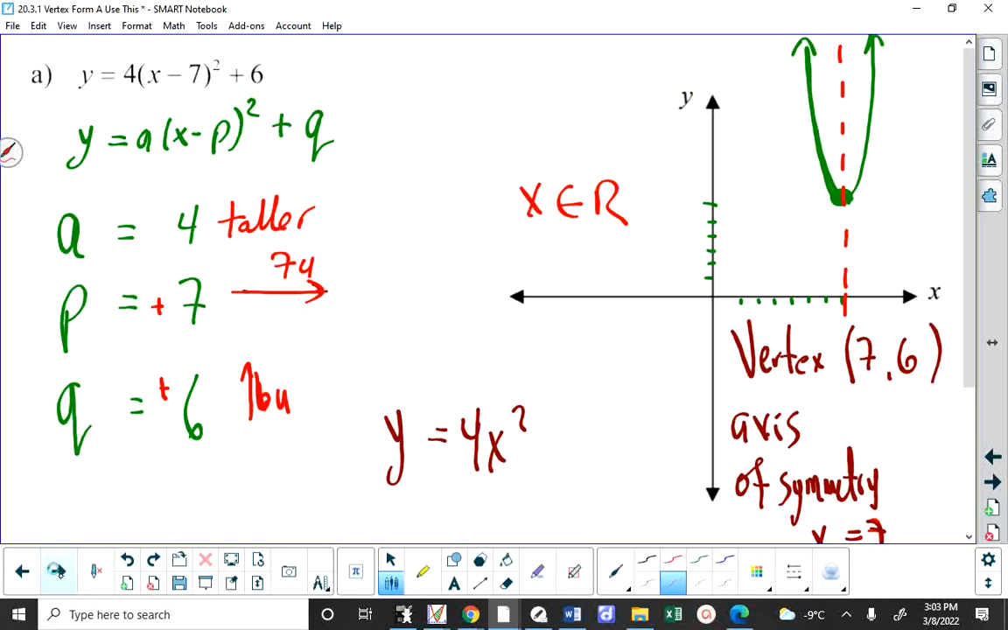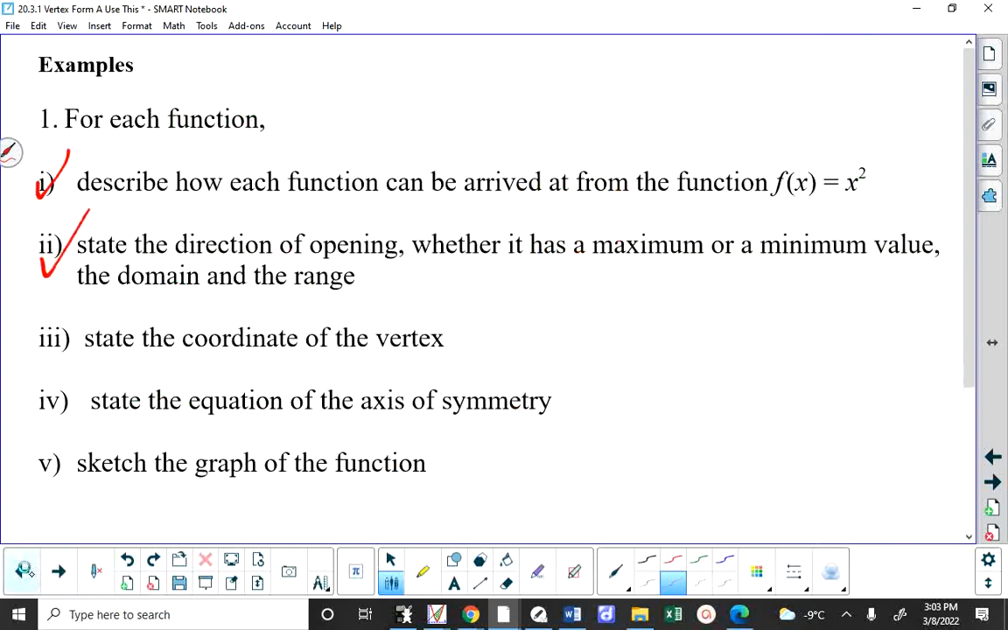The range would be y is greater than or equal to, if there's a minimum, y will be greater than or equal to some value. Well, what's the minimum value? The minimum value was 6. So y is greater than or equal to 6, which is q. It will always be that way. Now, be careful. If it opens down, then the range will be y is less than or equal to that number. Taking care of that. We've got the vertex. We've got the equation of the axis of symmetry. We've got a pretty decent graph.